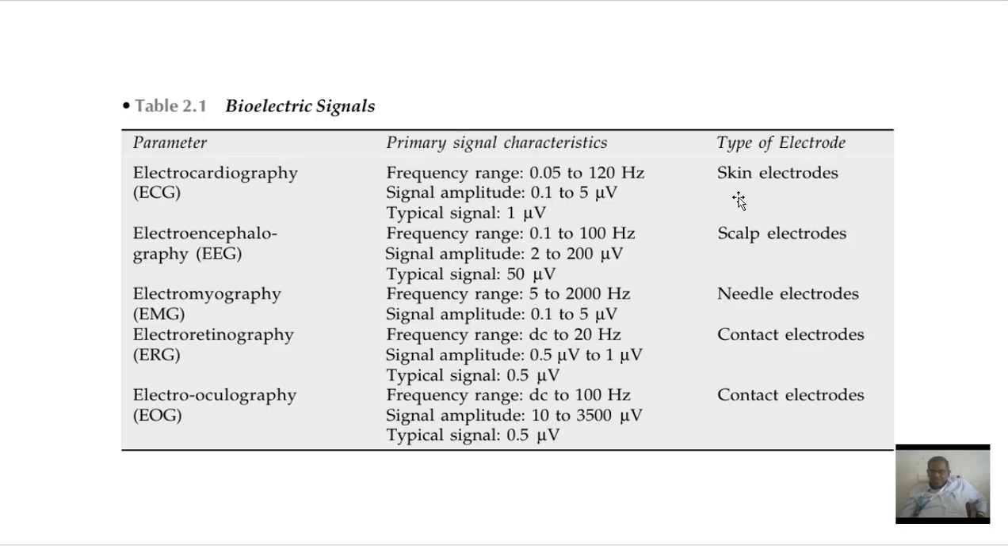For ECG we use a skin electrode, and this is the signal characteristic. So ECG, EEG, EMG, ERG, EOG, these are some of the bioelectric potentials, their characteristics and the type of electrode we use for the measurement. So this is up to the resting potential and the action potential of a cell. This primary signal characteristics table shows the frequency range and also the signal amplitude, which is different for different signals. Up to this we have completed resting potential and action potential. Thank you.